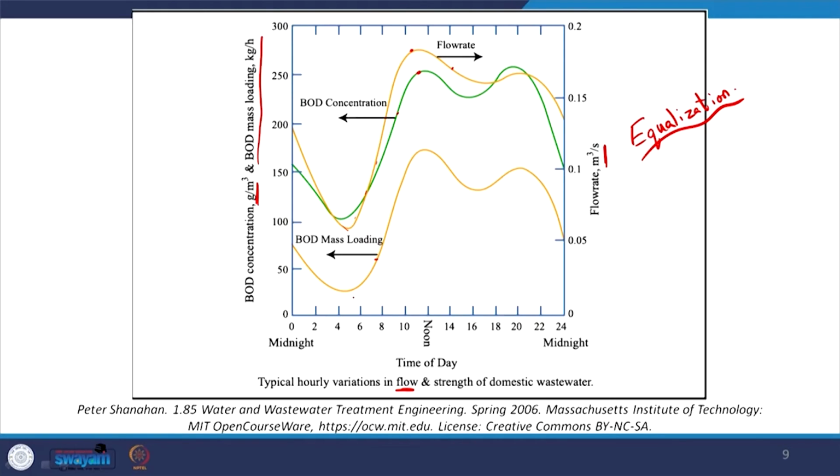With respect to the mass loading, again similar profiles, but the units are different. The mass loading is nothing but flow times the concentration. You can look at the units more or less. So, what do we have here? The mass loading too follows a similar profile. How you capture and equalize this mass of organics coming into your wastewater treatment plant is always an issue, and that is why we need to design our equalization tank well.